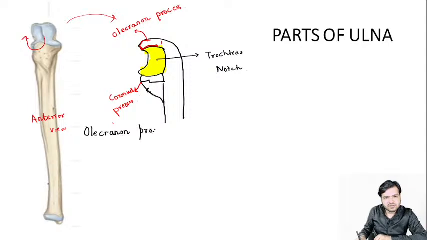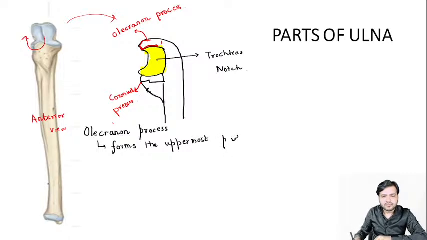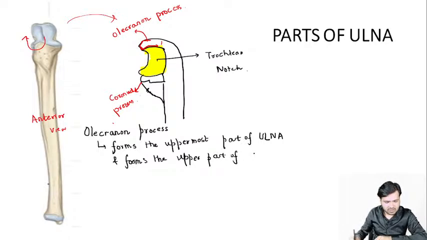Olecranon process, write down certain points. It forms the uppermost part of the ulna. And you can also see that it forms the upper part of the trochlear notch. Yes, Siddhi, Vipin, very good. Upper part of the trochlear notch.